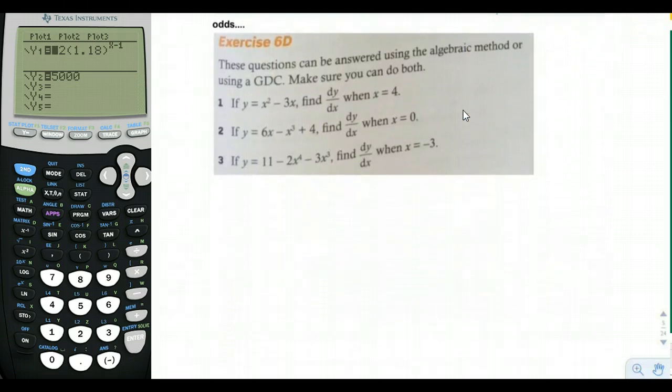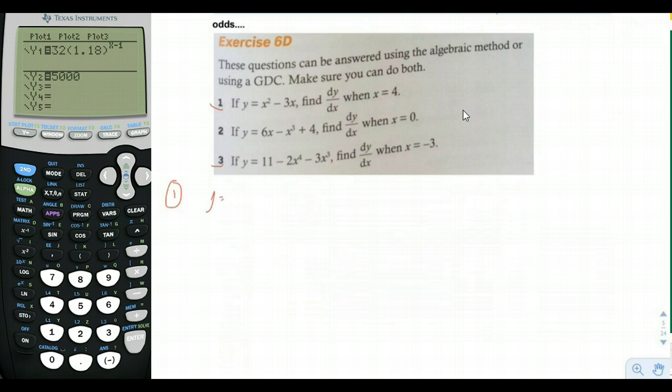So let's do the odds here. We're going to do 1 and 3. It says these questions can be answered using algebraic method or using the GDC. Make sure you can do both. So we'll start by doing the algebraic method, which you already know how to do.